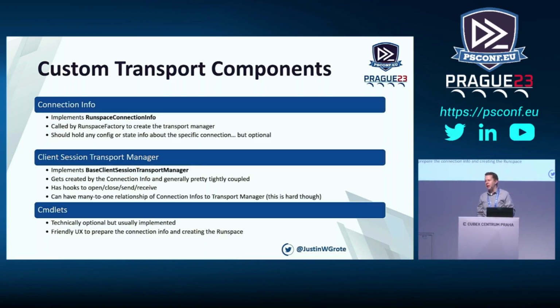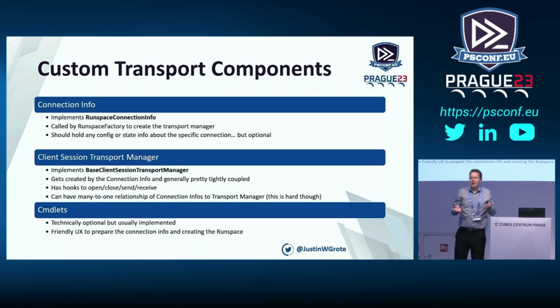Then finally, you have the commandlets. So you technically don't actually need any commandlets when implementing a custom transport. The problem is that if you don't do it, it's really ugly to use your tool. It's really hard. You have to use .NET syntax of create run space. You have to specify the connection info. You basically have to have this much code just to have somebody connect to your custom transport.